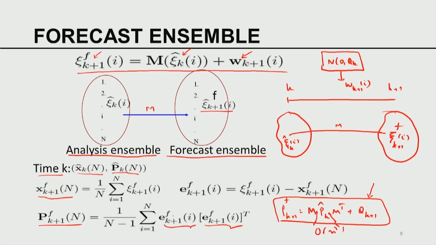The size of this matrix is n by n, but I have only capital N samples. So the rank of P_{k+1}^f using N samples is no more than capital N. Capital N is much smaller. So by definition, you are dead on arrival.